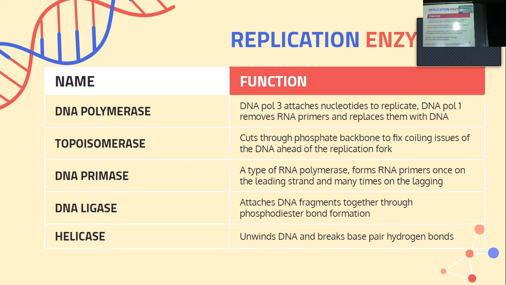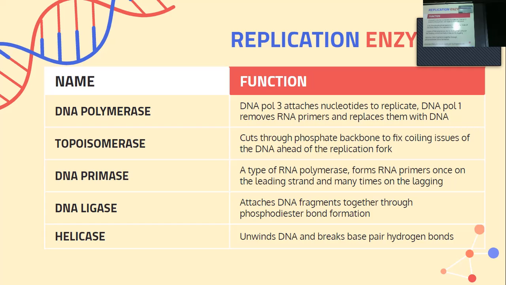That's it. Okay, so this is an overview of the replication enzymes. You probably can't see it because of that overlay. DNA polymerase comes in many types, but the ones that are important for today's lesson are DNA polymerase 3, which attaches nucleotides to replicate, and DNA polymerase 1, which removes RNA primers and replaces them with DNA. Topoisomerase cuts through the phosphate backbone to fix coiling issues of the DNA ahead of the replication fork. If you don't remember, the replication fork is where the two DNA half strands separate.